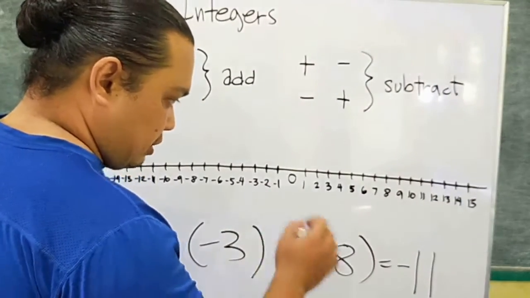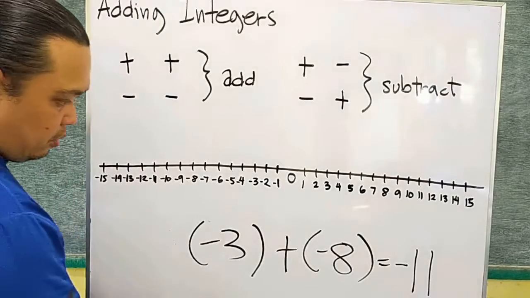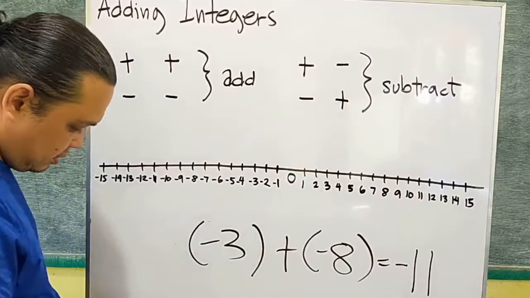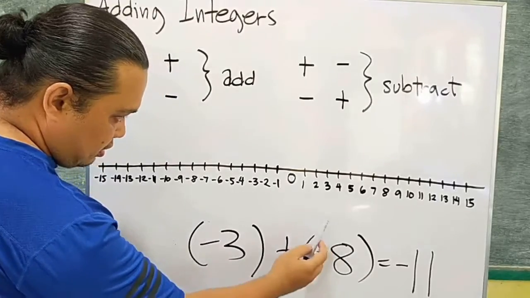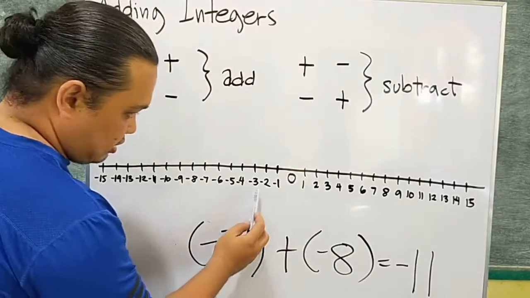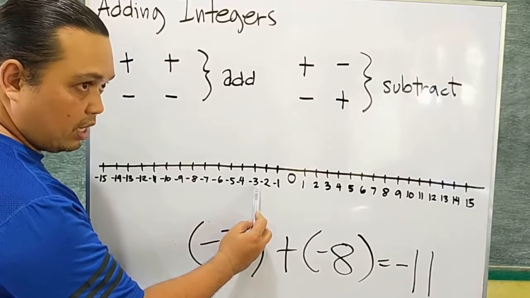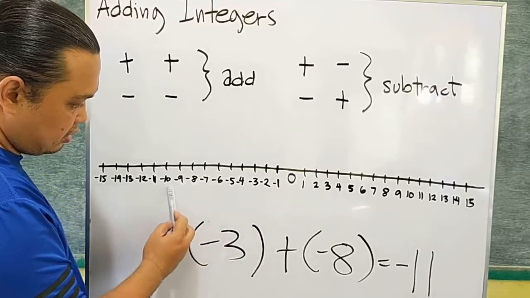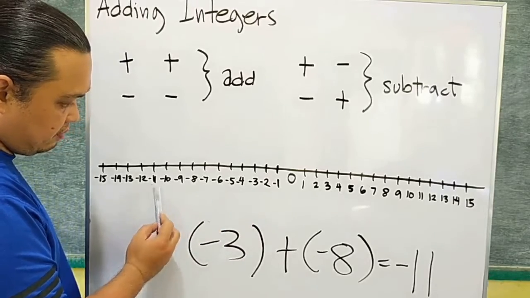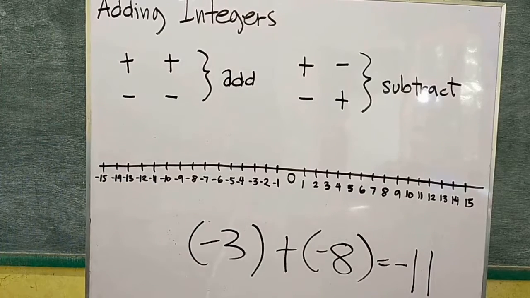Now, if you're going to do this manually, based on our number line, let's count. We have here negative 3. From negative 3, we are going to add negative 8. We're going to the left. Let's move to the left. We have 8 steps. So 1, 2, 3, 4, 5, 6, 7, 8. And our answer will be negative 11. Okay? So that's how we add integers. Let's have some more examples.